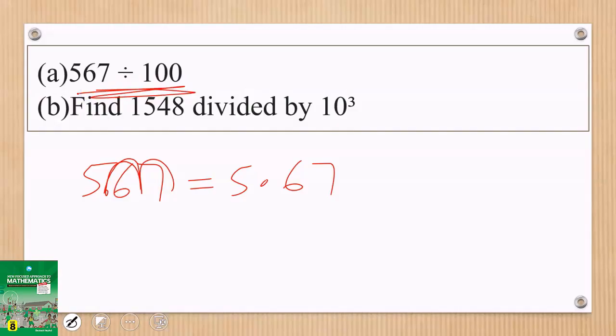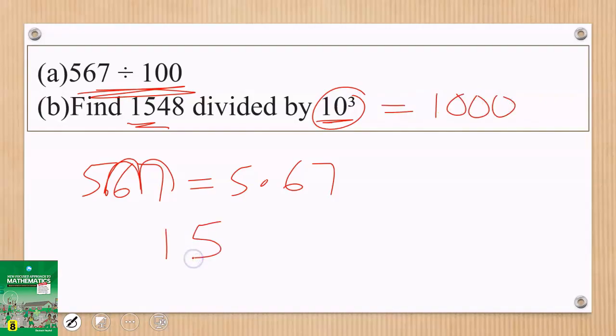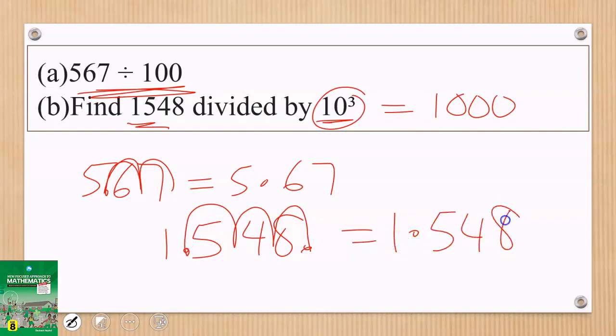Now look at the second one. Find this divided by that. And this simply means how many zeros? 3 zeros, like I said earlier on. So if the number is 1548, the decimal point is here, it's going to move 3 times. So 1, 2, 3. So that our answer becomes 1.548. So that is how we do division by numbers in powers of 10.